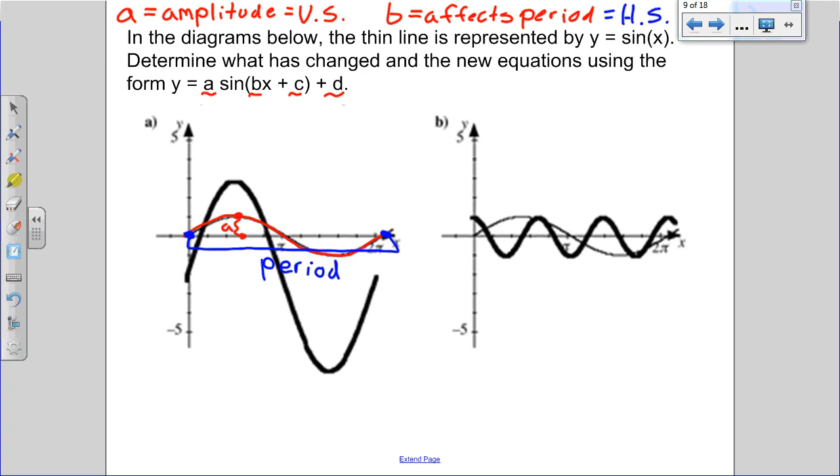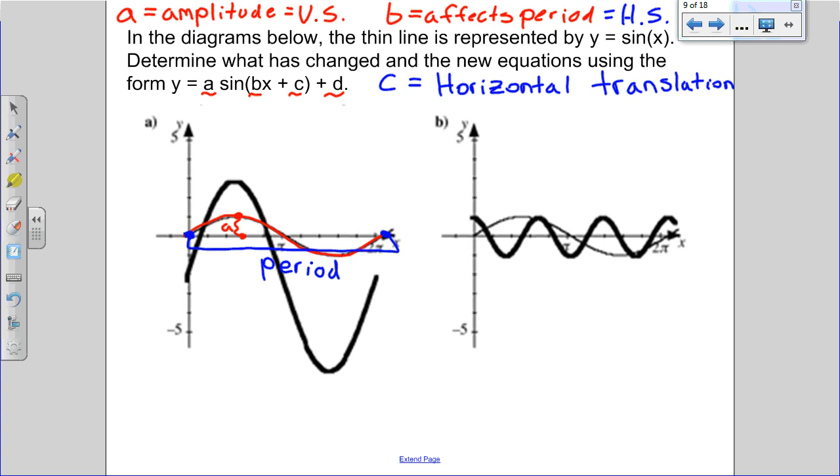The C variable moves things left or right. It'll take your standard graph and shift it to the left, or shift it to the right. So the C variable is a horizontal translation. The other word they could use is shift. You've probably heard that, like a horizontal shift, so it's left to right.